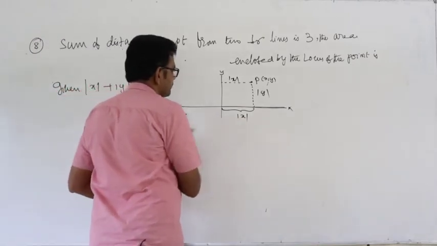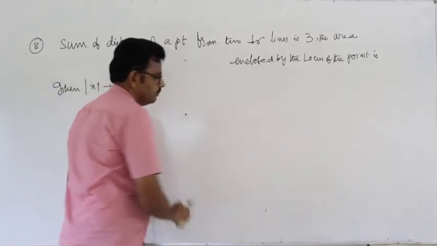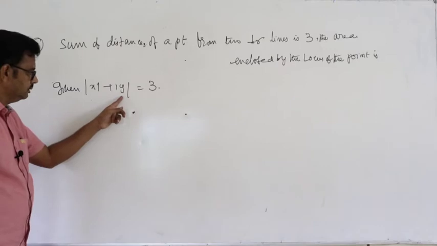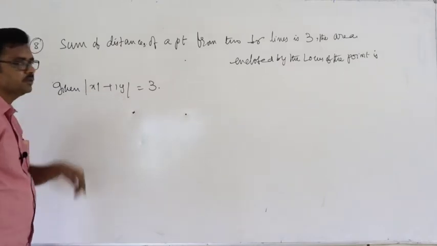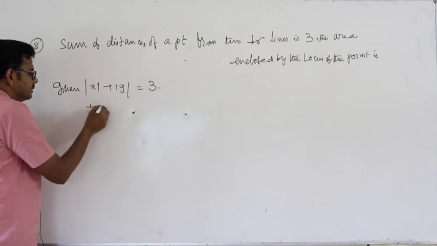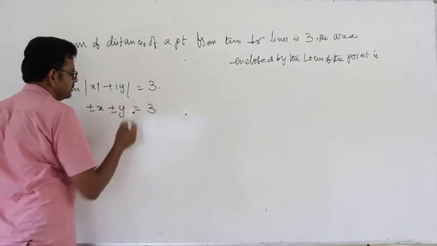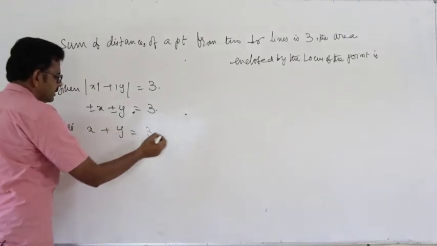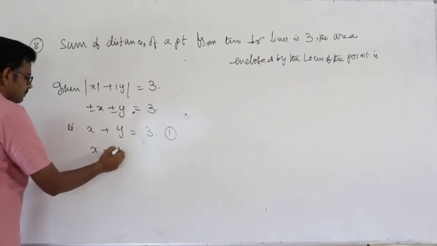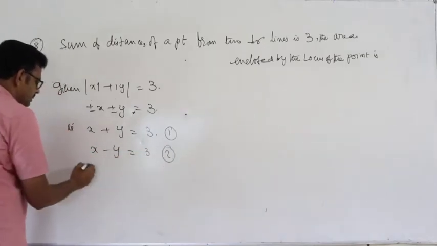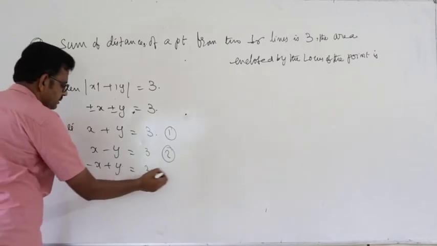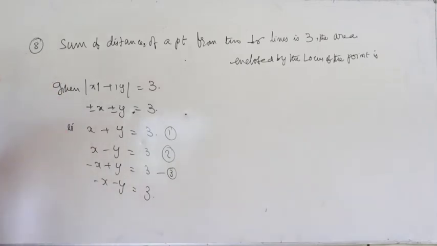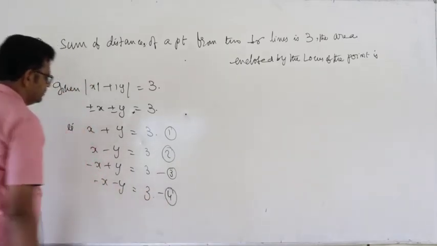Okay. Next, |x| means plus or minus x, and |y| means plus or minus y. So plus or minus x plus or minus y equals 3. If you take plus, one line is x + y = 3. The second one is x - y = 3. One line is -x + y = 3, and one line is -x - y = 3. So this is the fourth one.